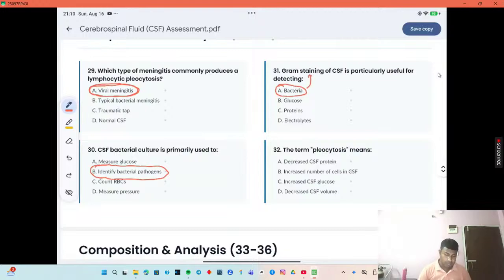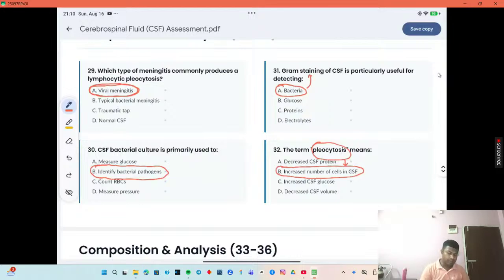Now the question is, the term pleocytosis means what? It means an increased number of cells in CSF. Is it clear to you?